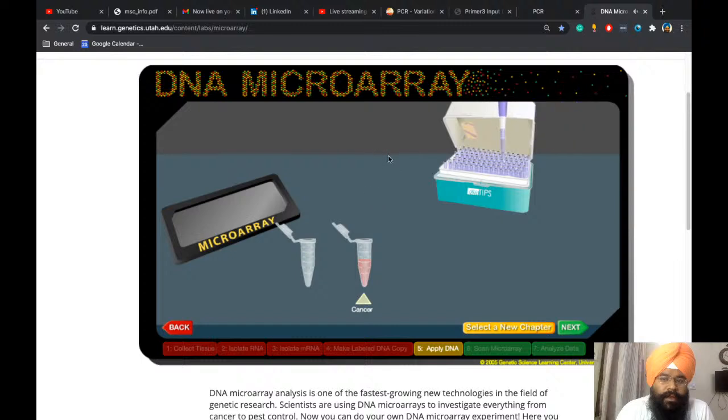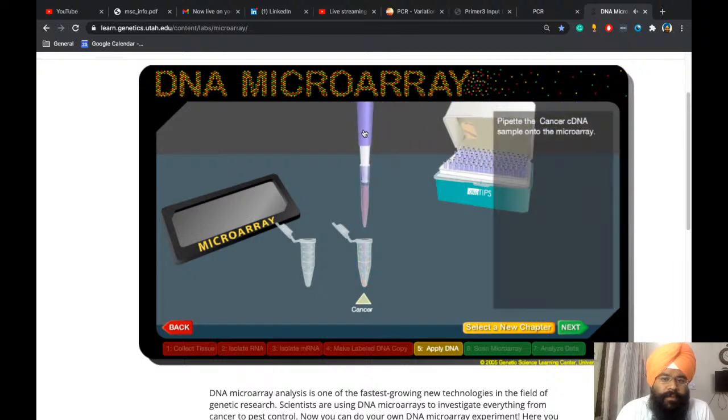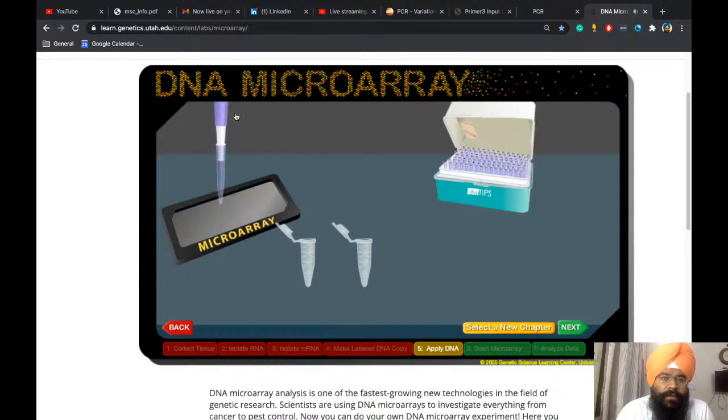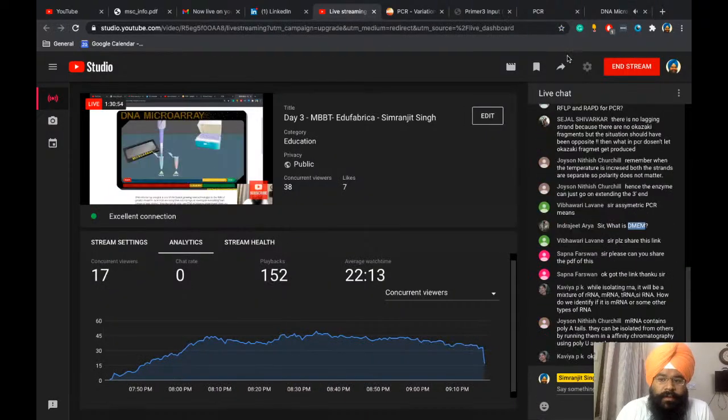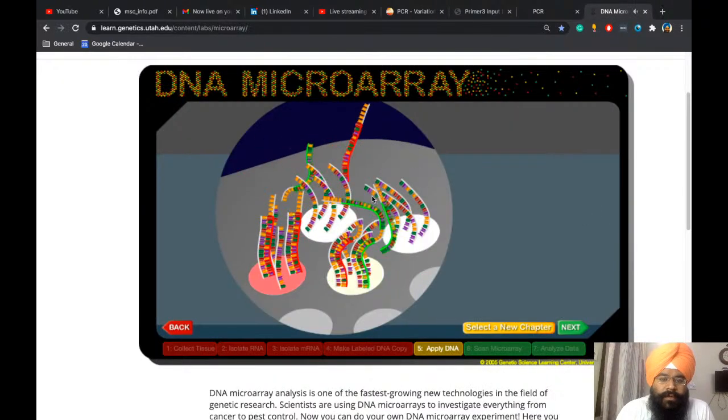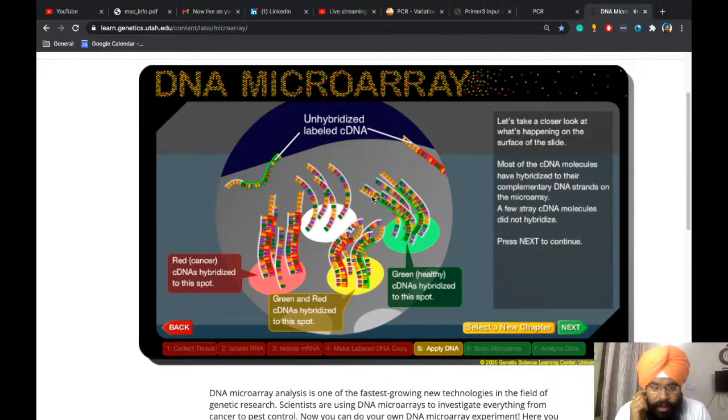Into this microarray chip, and the red one also. Now on the red, mainly your cancer cDNA hybridized will be spotted out. On the green, mainly your healthy hybridized cDNA will be spotted out. On the yellow, both green and red are spotted. The rest, unhybridized labeled cDNA, will not be seen, and where nothing is attached it will be white. So you have four different colors: white, red, green and yellow.